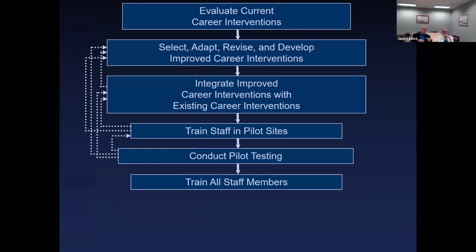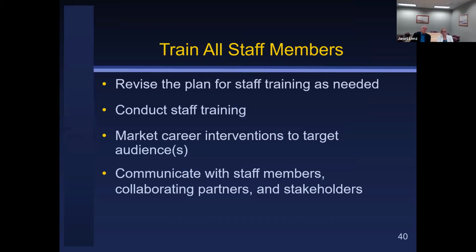Then we move on. We're broadening out to train all staff members, especially if it's a large organization. If it's a small organization, then this may have already occurred in a prior step, where training staff at the pilot sites might have been everyone when it was a really small career service. This gives you an example of how the model gets modified depending on what your needs are. So we make changes in the staff training if we need to, conduct it, do marketing, and communicate our progress.